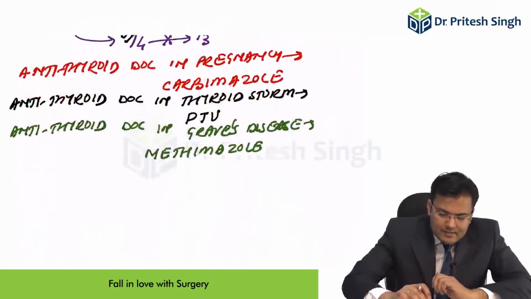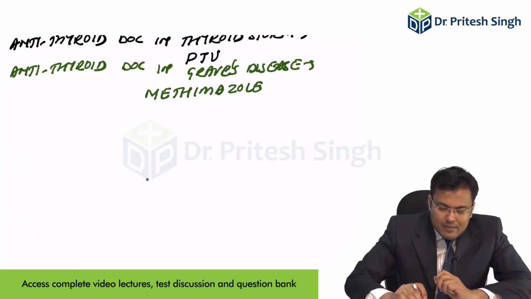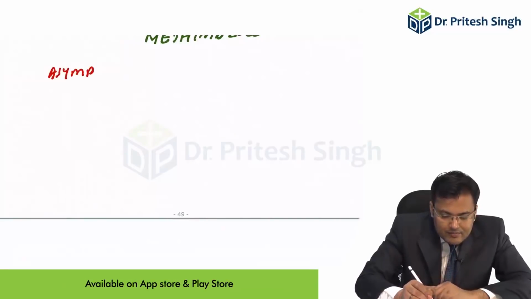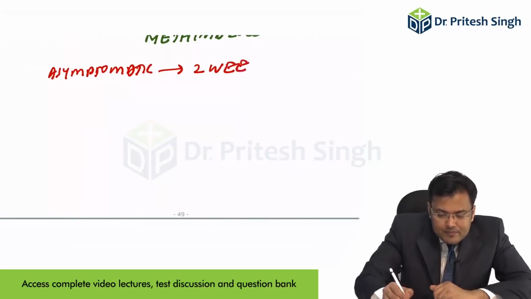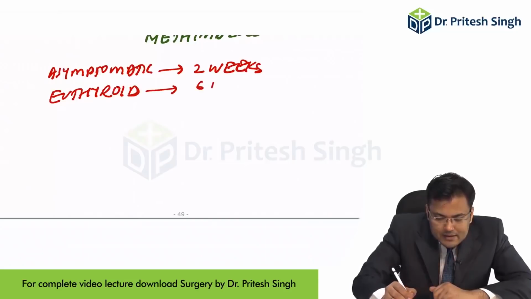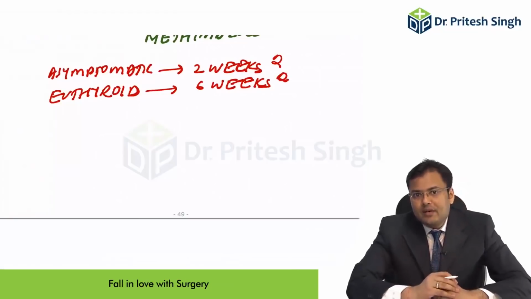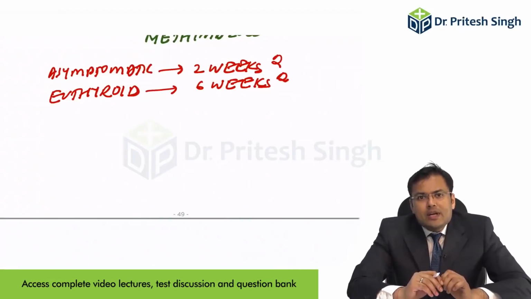Now coming to Graves again. In Graves' disease, we are giving anti-thyroid drugs. And because of this, the patient becomes asymptomatic within 2 weeks, and the patient becomes euthyroid within 6 weeks. So asymptomatic within 2 weeks, euthyroid within 6 weeks. What is the problem with anti-thyroid drugs? You cannot continue it and it's not a definitive treatment.